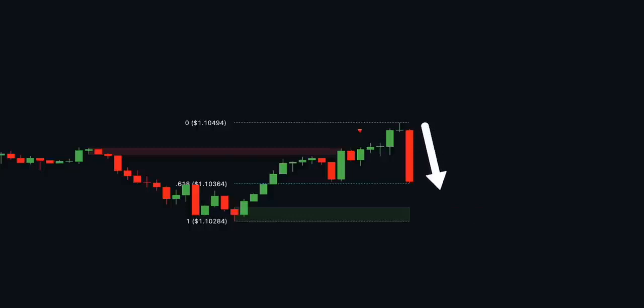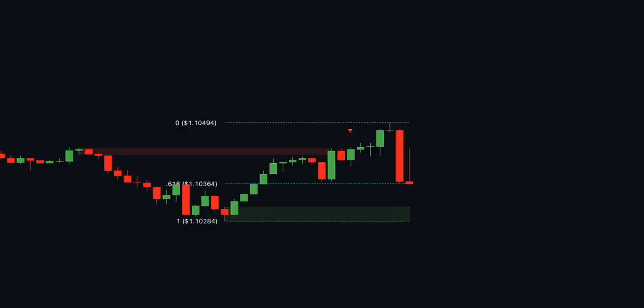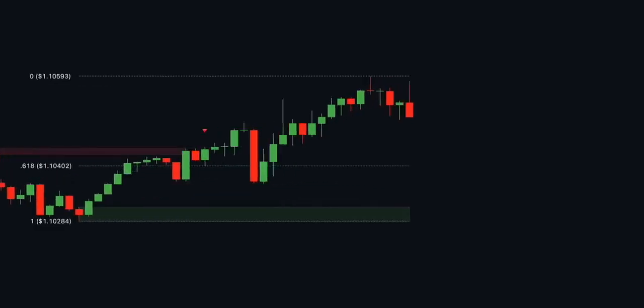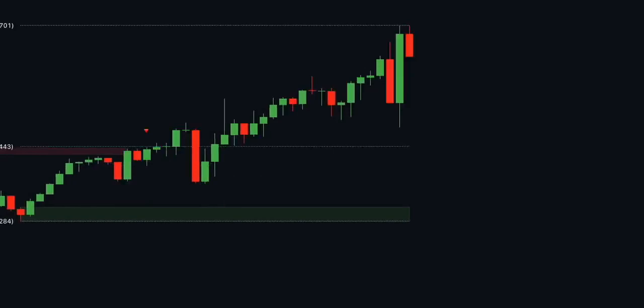The price will often retest the order block or a Fibonacci level during such a retracement. In this case, it is the 0.618 level the price returned to. With this magic indicator, you can identify these sniper entries and act on them accordingly. Save it to your collection, and let's move on to our next indicator.